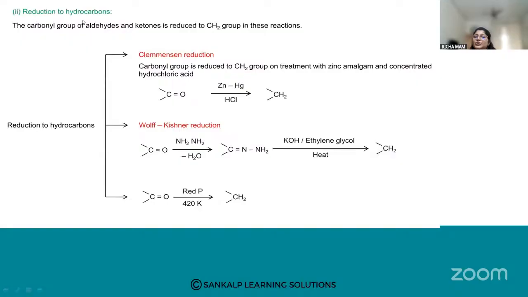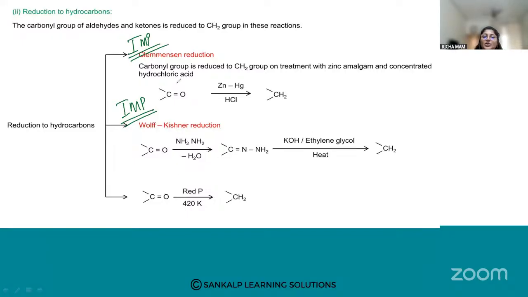So next is reduction to hydrocarbons. The carbonyl group of aldehydes and ketones is reduced to a CH2 group. There are two important name reactions, very important, please mark this as very important. The first one is the Clemmensen reduction. The second one is the Wolff-Kishner reduction. Both these reactions are reduction reactions, and we are converting the respective aldehyde or ketone to a hydrocarbon.